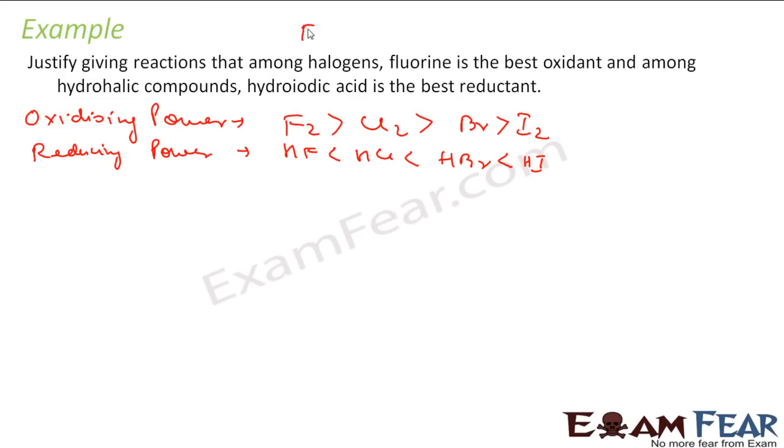And why I told this is because fluorine is very reactive and F2 is unstable, and F minus is stable. So fluorine always wants to form F minus, so it will always be reduced and it will be a good oxidizing agent, right? It's a good oxidant. But if you see F minus, it won't want to go to F2, so it will not be oxidized, or it won't be a good reducing agent, right? But in case of I minus, it can become I2, because I2 will not have that urge to become I minus.